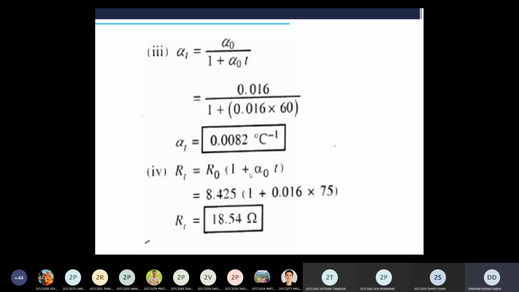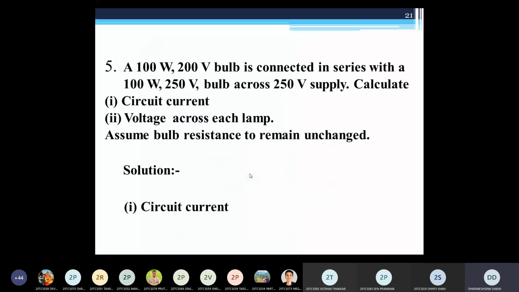Okay, so fifth question. A 100 watt, 200 volt bulb is connected in series with a 100 watt, 25 volt bulb across a 250 volt supply. So here there are 2 bulbs given, both are 100 watt but with different voltage ratings. Both are connected in series, and across these 2 bulbs, the voltage applied is a 250 volt supply. So first you calculate the circuit current, and second is the voltage across each bulb.